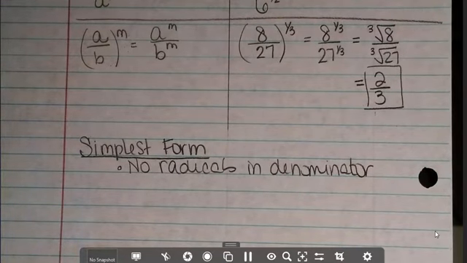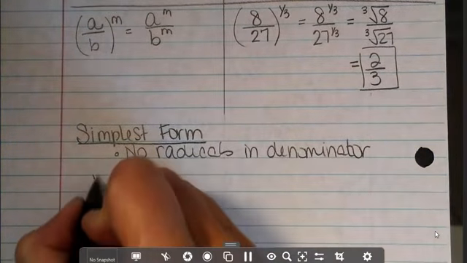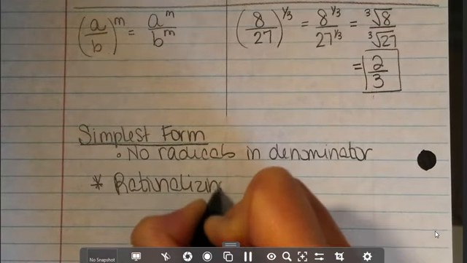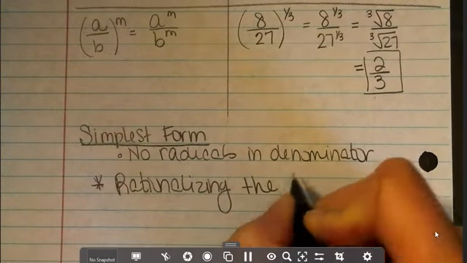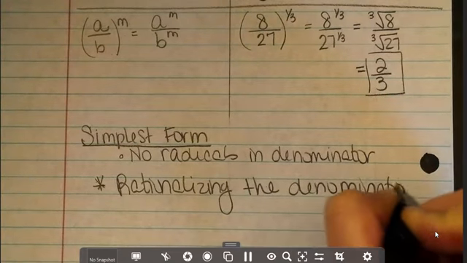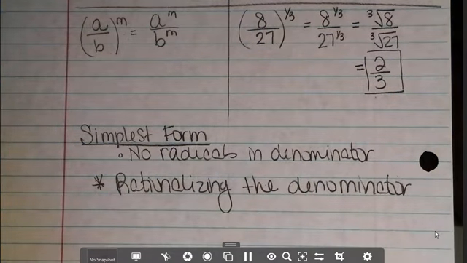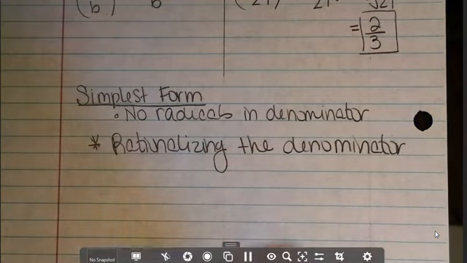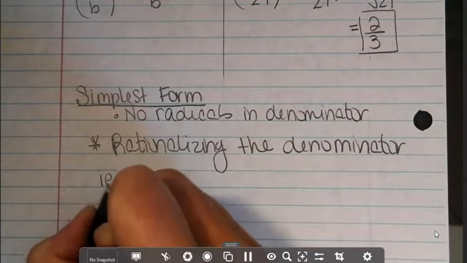So let's focus on what happens if I have a radical in the denominator. We are going to then do a thing called rationalizing the denominator. And it's quite simple to do. Just have to remember to do it. So for example, let's do a couple of these.